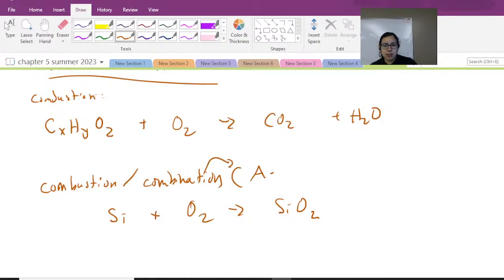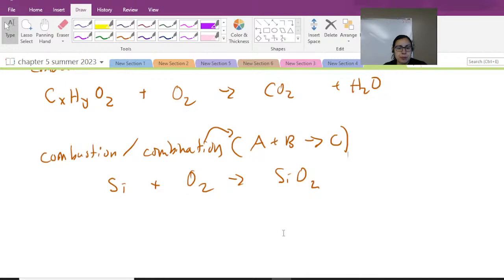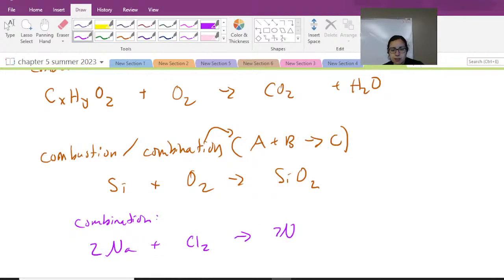And so a combination reaction is a simple formula: A plus B combines to give you C. Like two things forming one thing. If it's a combustion combination, it has O2. But you could have just a more general one. So another combination reaction would be sodium plus chlorine to give you sodium chloride.